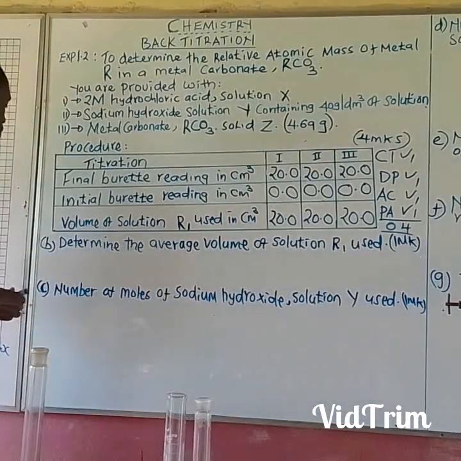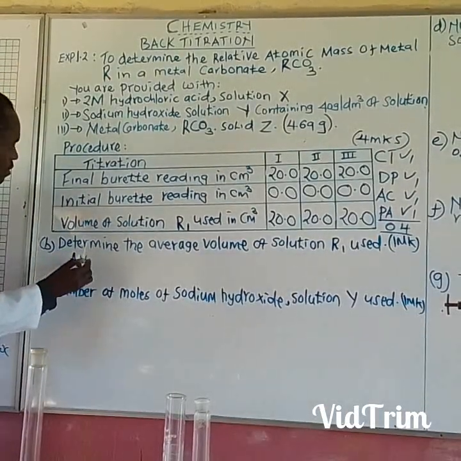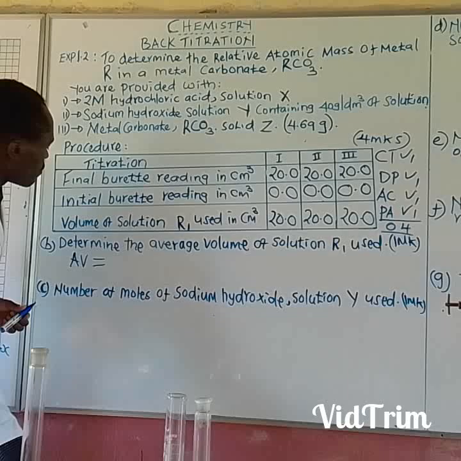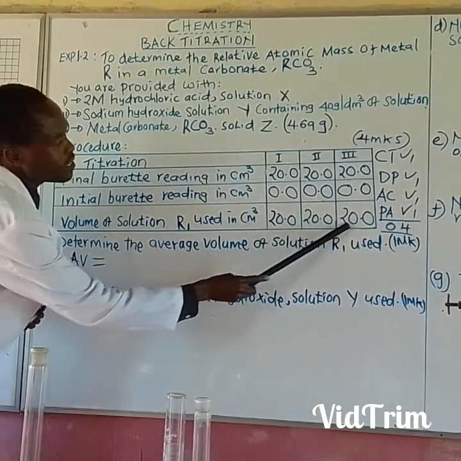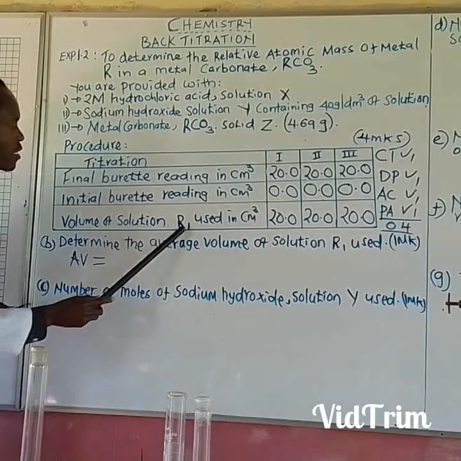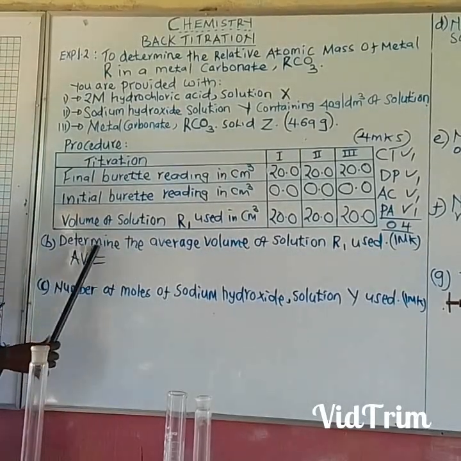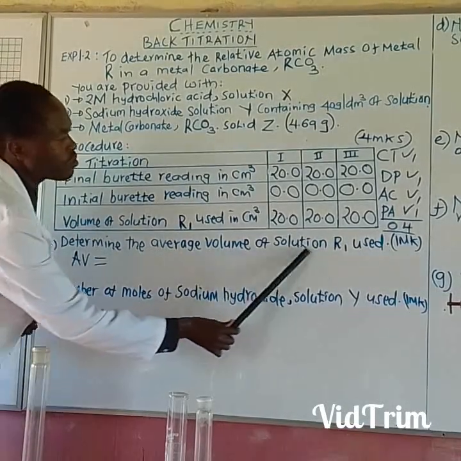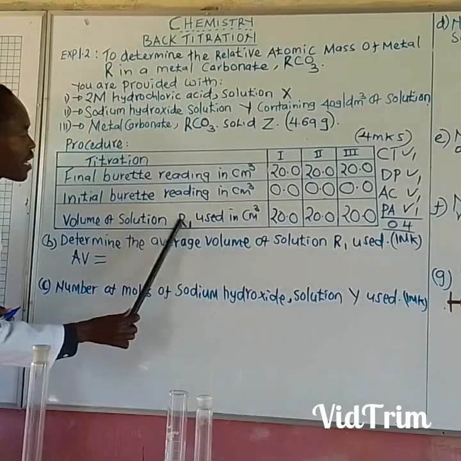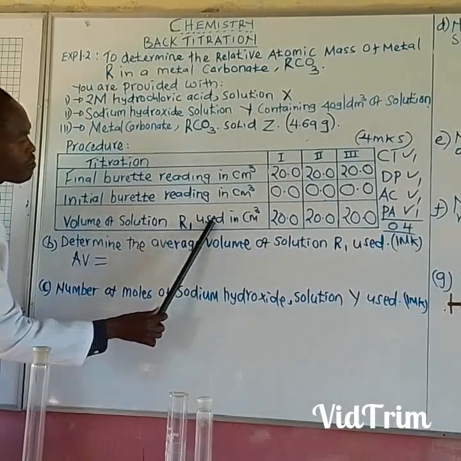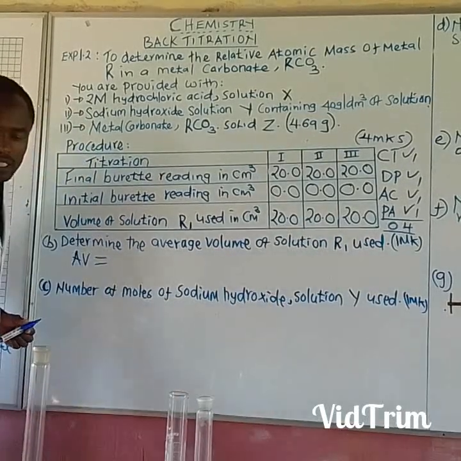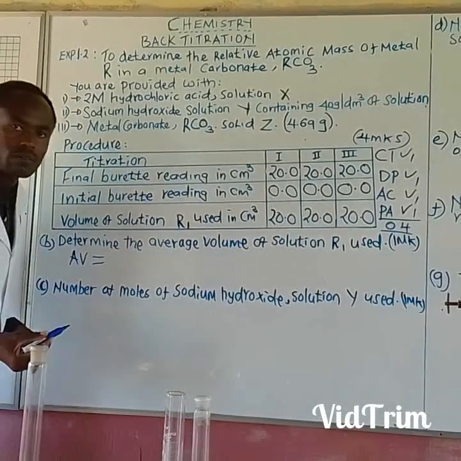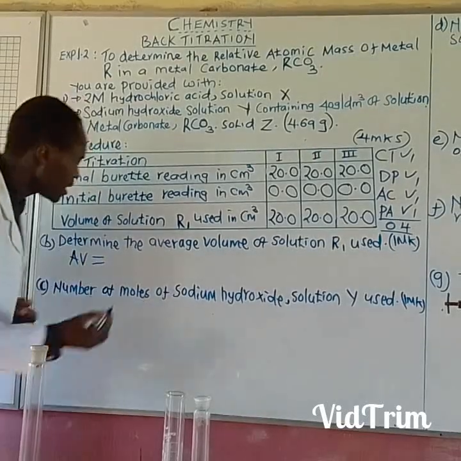So let us go. Average volume. You take the average of the three titrations of this R1, because the question says determine the average volume of solution R1 used. So this is R1, and these are the volumes of the three titrations. So you add up the three, then you divide by three. Is it okay?